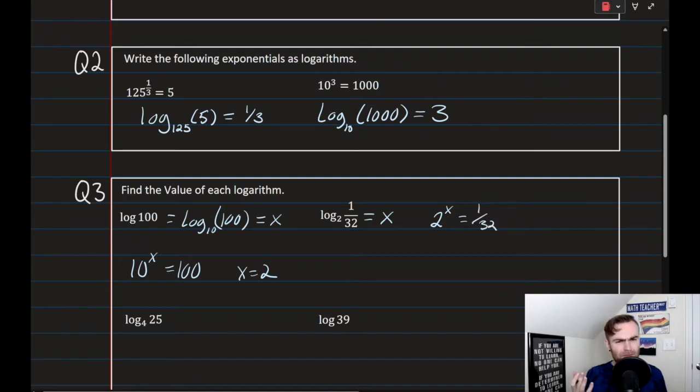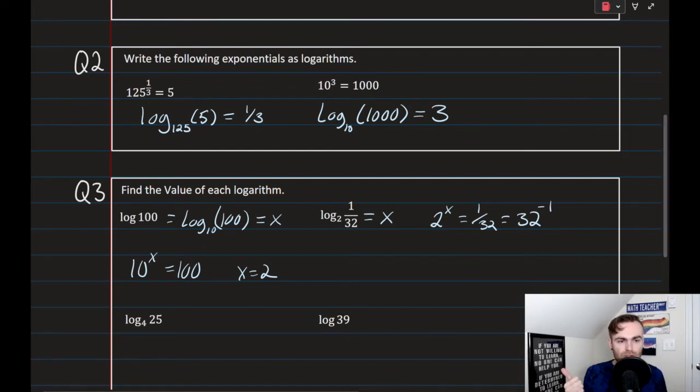And this one's a little bit harder to see. I don't really know what power this is, right? I do know that a fraction with a numerator of 1 comes from a negative power. So this would be 32 to the negative power, or the negative 1 power, if you will. And 32, is that a repeated multiple of 2?